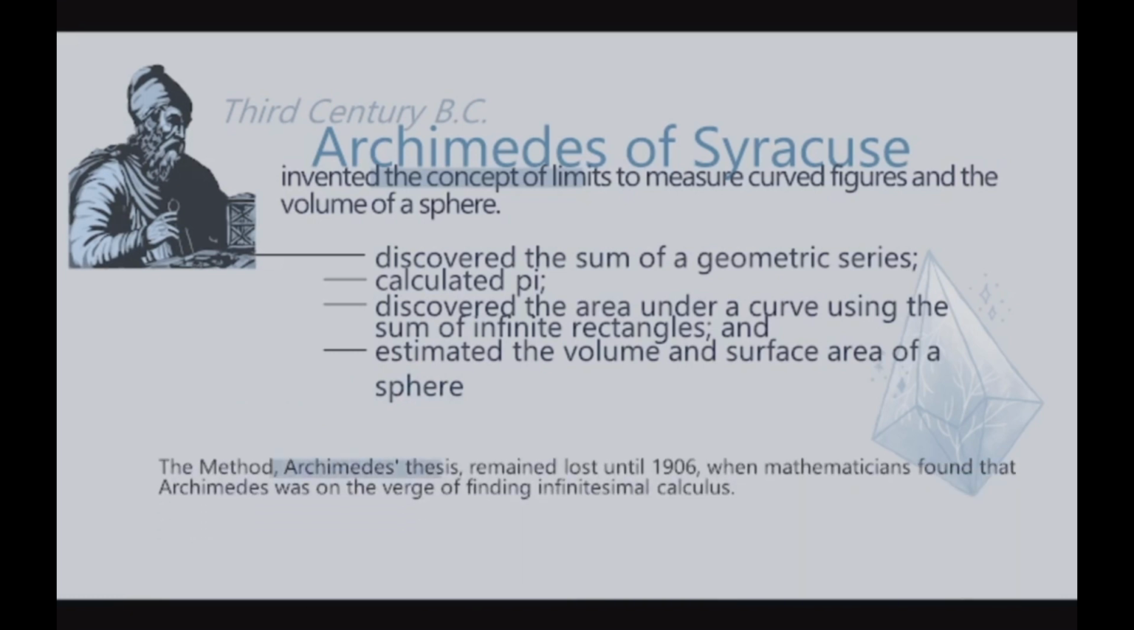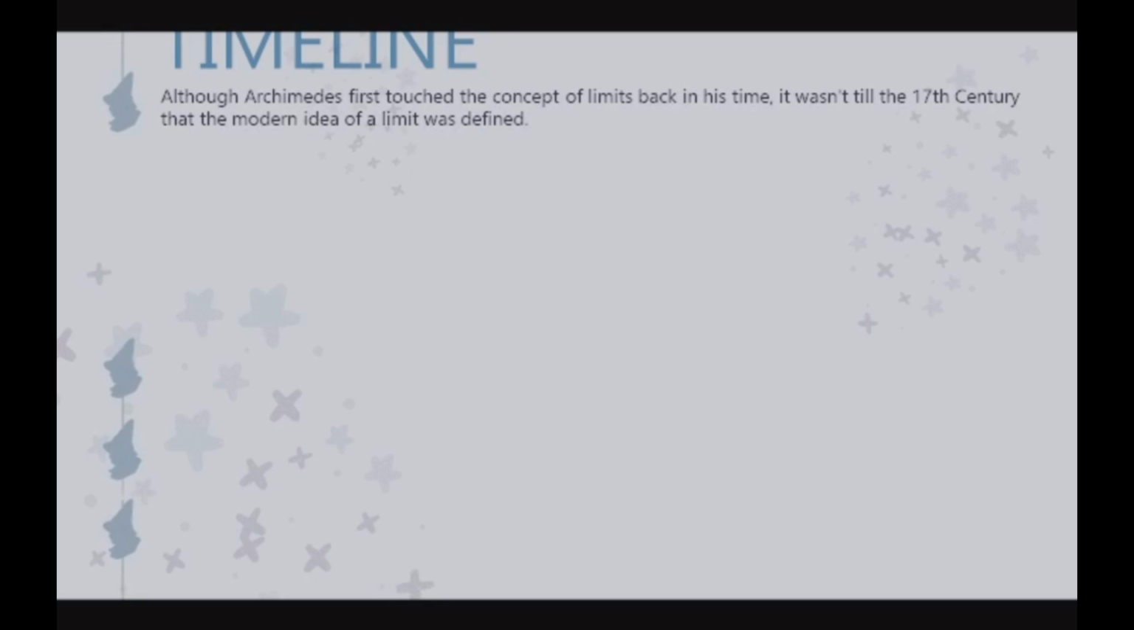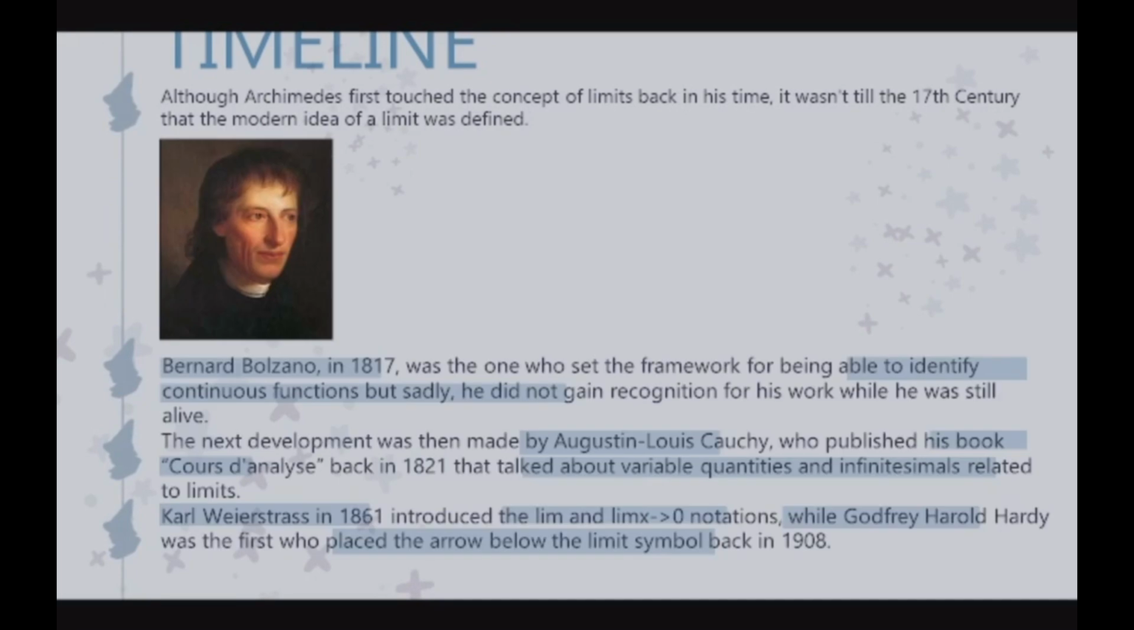The method, Archimedes' thesis, remained lost until 1906 when mathematicians found that Archimedes was on the verge of finding infinitesimal calculus. Others established a contemporary mathematical concept of limits since Archimedes' work remained unknown until the 20th century. Although Archimedes first touched the concept of limits back in his time, it wasn't until the 17th century that the modern idea of a limit was defined.